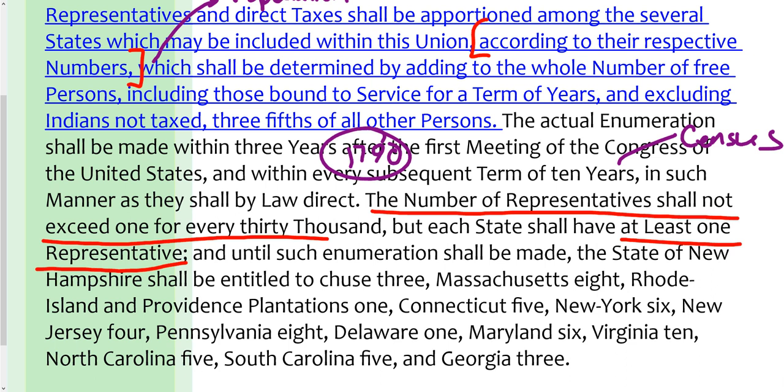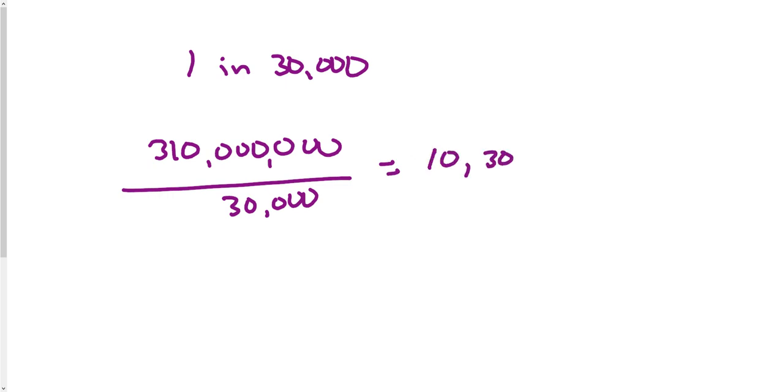That means in something like the state, let's look at the whole country, right? So 1 in 30,000. Well, if we take 310 million and divide by 30,000, that would be about 10,300 plus representatives. I'm not going to do the exact math on that, but it's over 10,300 representatives. We don't have anywhere close to that. We have 435.